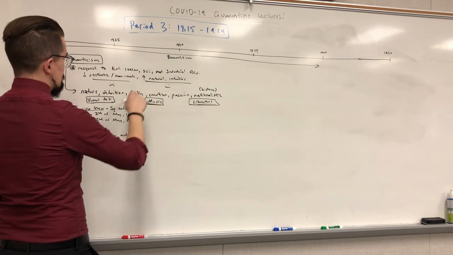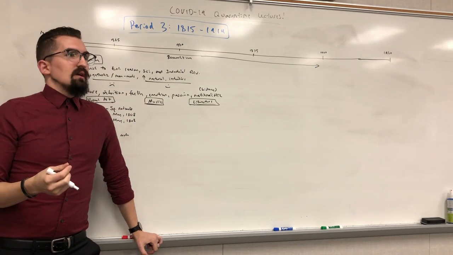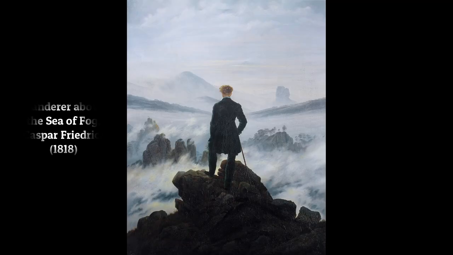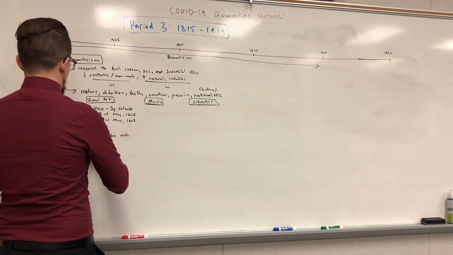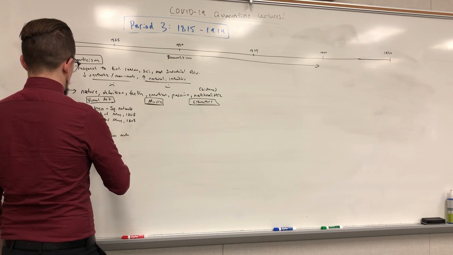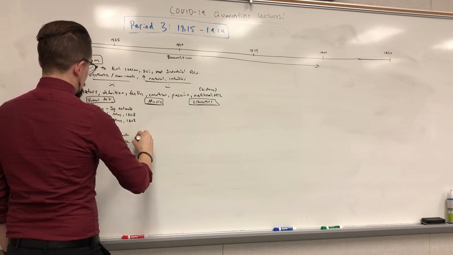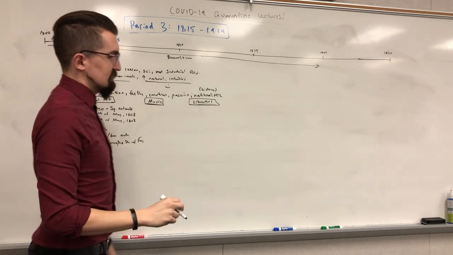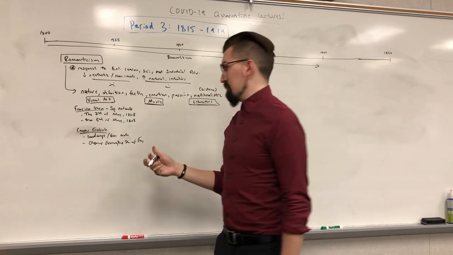But he's also going to encompass some of these emotions along with the nature in one of his most famous works. It's called something like Observer Over the Fog, or Man Over the Sea of Fog, something along those lines. I can't remember the exact title, it'll be in the actual video. It's a pretty famous romantic portrait. So those are good examples, and I'll have pictures of them too.